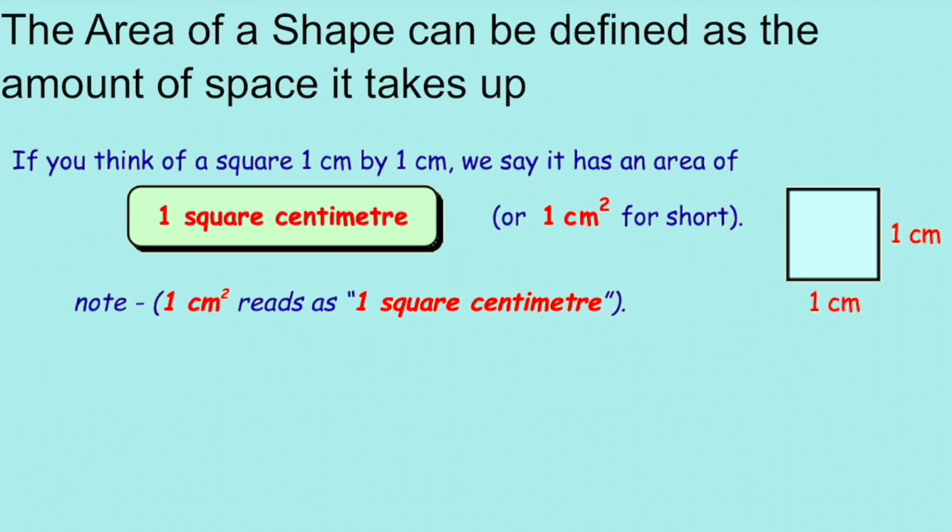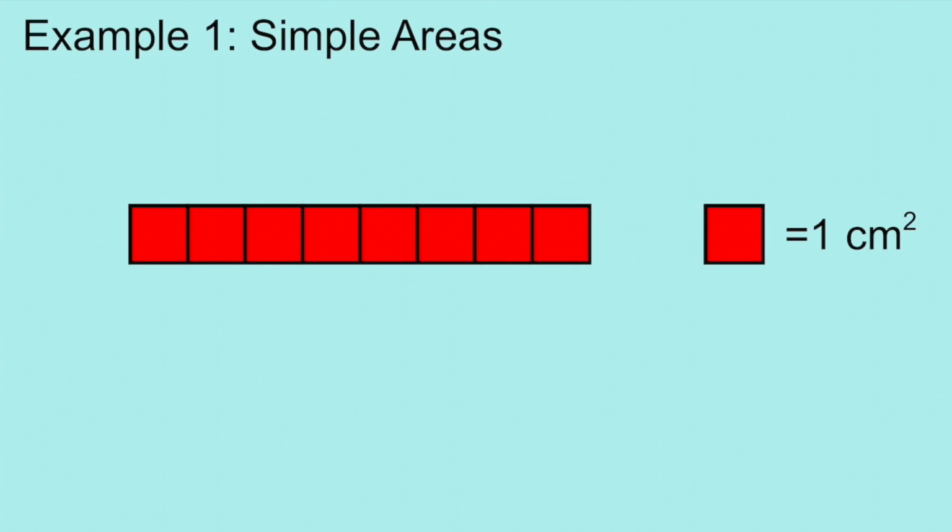So let's look at an example of how we're going to use these facts to calculate the total area of a shape. We'll look at a simple example first. We're saying here that this small red square is the same as 1 square centimetre. So to find the area of this shape on the left-hand side, all I'm going to do is count up how many squares there are. So we've got 1, 2, 3, 4, 5, 6, 7, 8. So we're going to say this is 8 square centimetres. So this is really important.